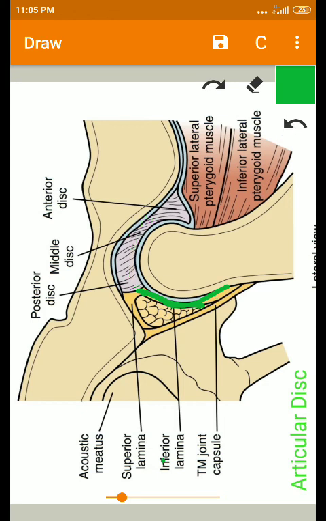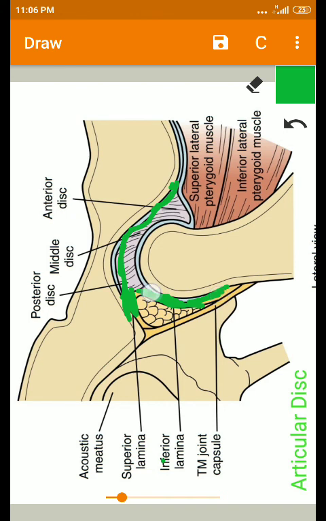So during opening of the mouth, what is happening? The superior lamina has elastic fibers. It is going to stretch and cause anterior translation along the articular eminence, but it should not go beyond its normal limit. That is controlled by this tether. After maximum opening of the mouth, this tether will stop it.